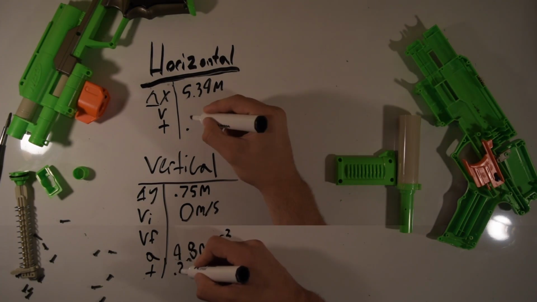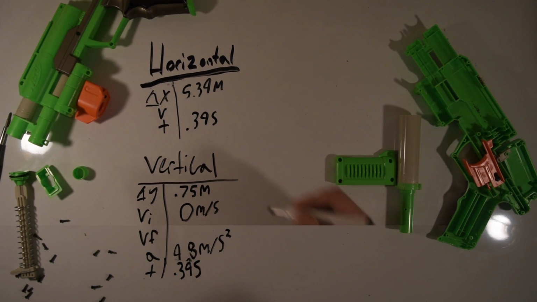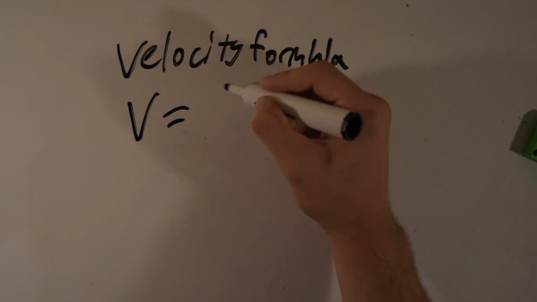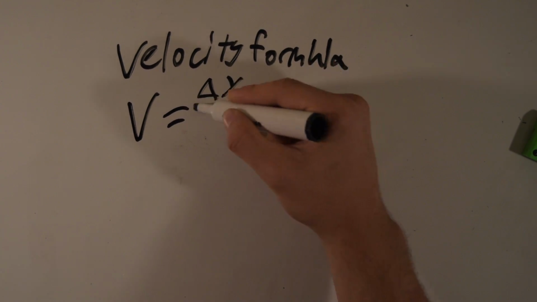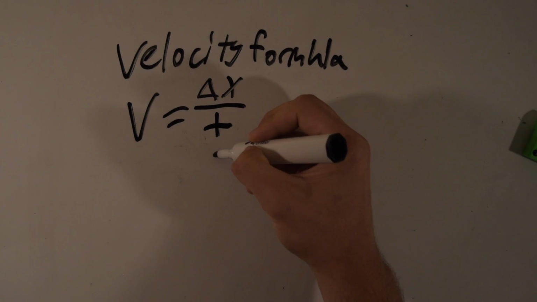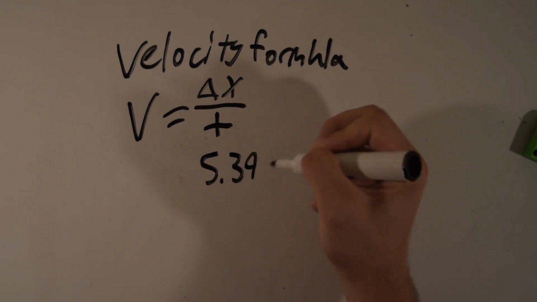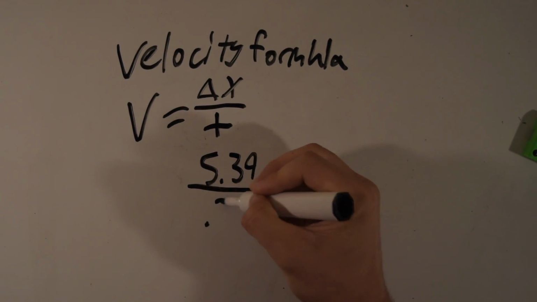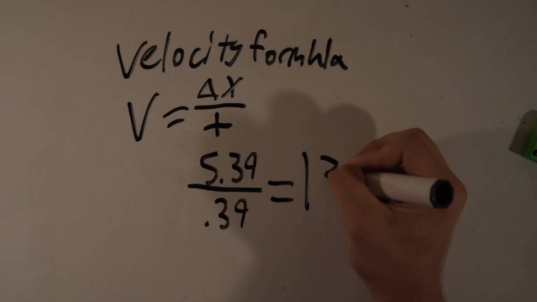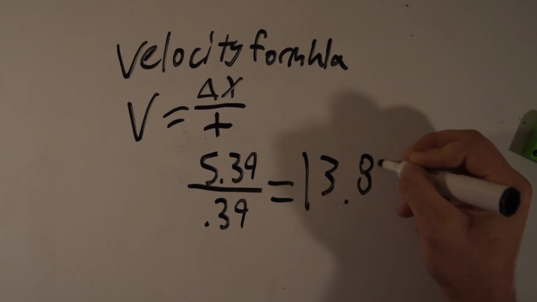Now we can add that information to both of our tables to see that we have 2 out of 3 parts of the velocity formula, which is velocity equals distance divided by time. Now we plug in our variables to get 5.39 divided by 0.39. This gives us 13.82 meters per second.